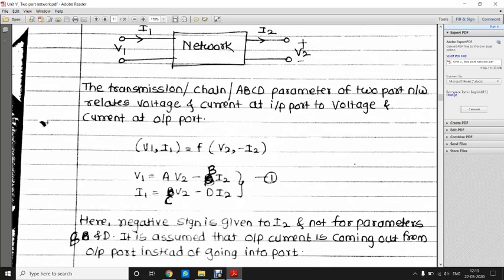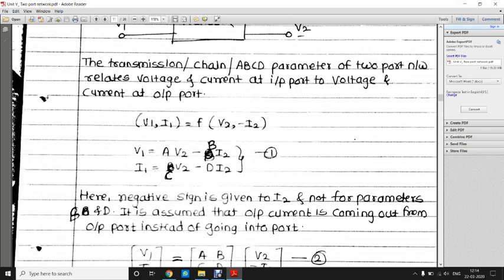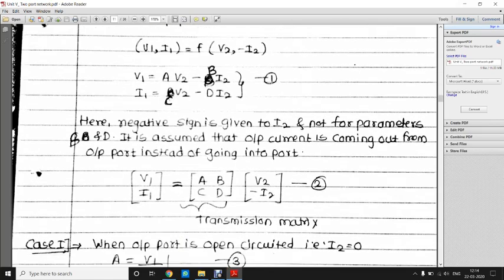We all know that when current is coming out from the network, in KCL, we have studied this sign convention: if the current is moving away from the node, it is considered negative, and if the current is moving towards the node, it is considered positive. The same case we have applied here, that if the current is moving away from the network, we have considered it as negative. So one thing you have to remember is that this minus sign is given to the direction of current, not to B and D.